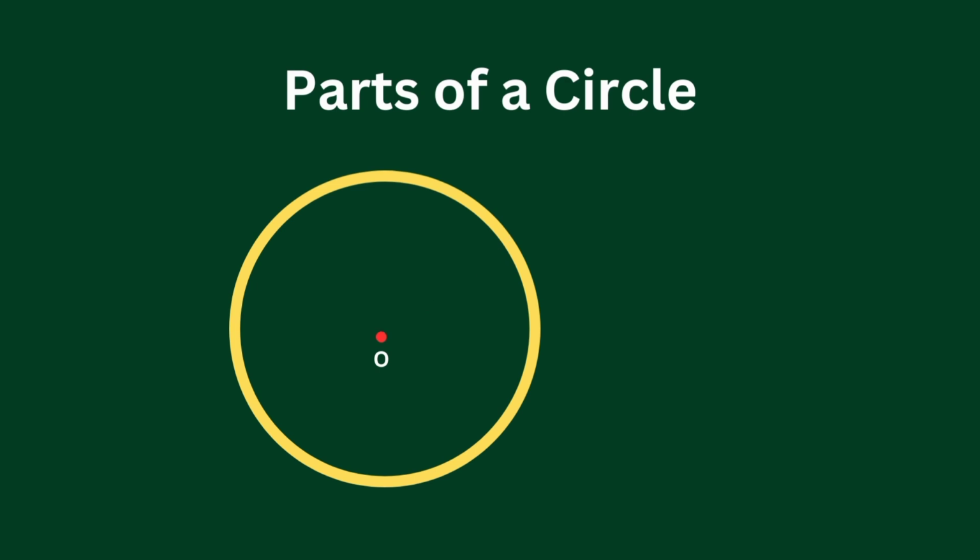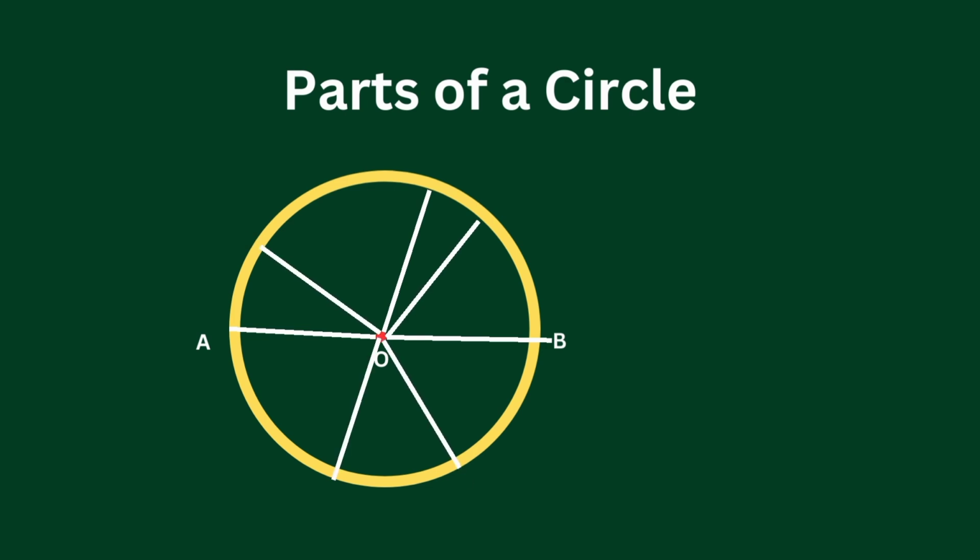Now see, here AO is the radius of a circle. Radius of a circle is the distance from the center of a circle to any point on its circumference. Here OB is also a radius. We can draw innumerable radii.